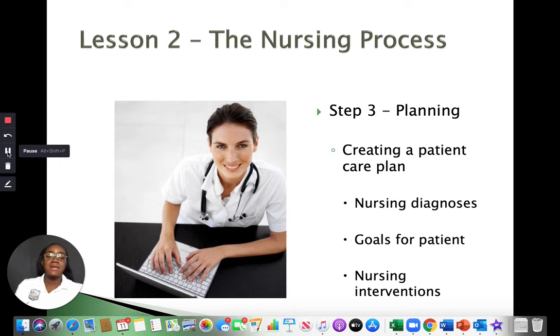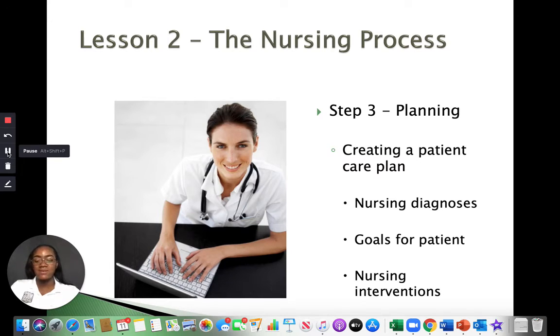So step 3 is planning. A part of planning is creating a patient care plan, which includes nursing diagnoses, goals for the patient, and nursing interventions. The first part of the patient care plan is the nursing diagnosis. The second part of the patient care plan is goals for the patient. Goals enable the nursing team to know if the patient's problems have been resolved.